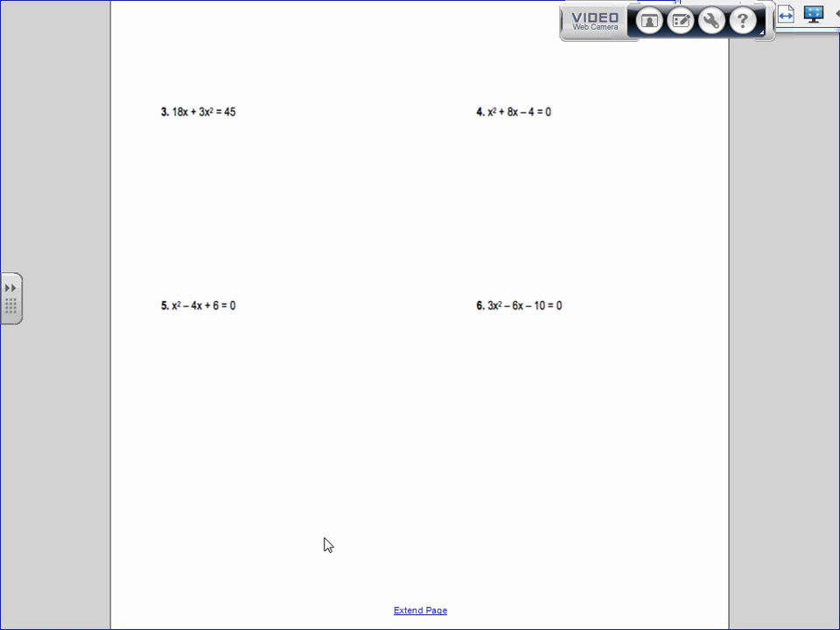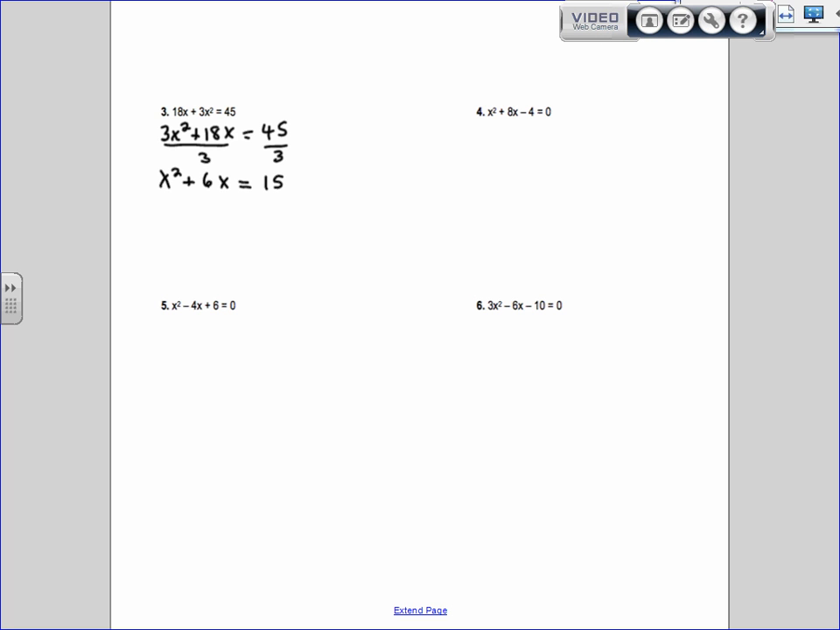All right, so I have 18x plus 3x squared equals 45. So it's almost in that form where I have x squared plus bx plus c. But I need to first write my x squared first. And I also need to divide by the 3. So I want a 1x squared. So when I do that, I get x squared plus 6x equals 15.